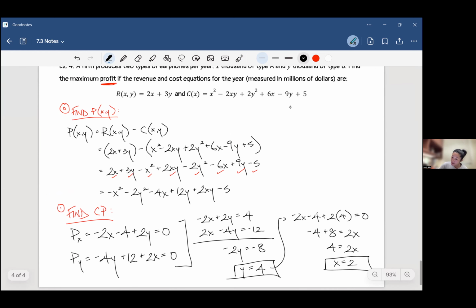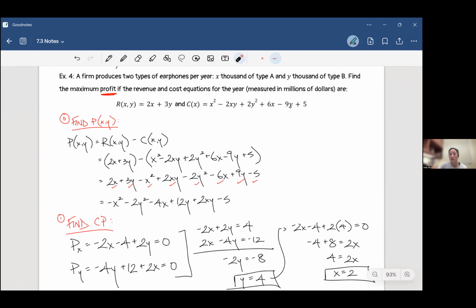But this question isn't asking you to find the x and y value. It's actually asking you to find that maximum profit. So what this means is we need a final step here where we take the x and the y, we plug them back into the profit function because they want to know about the maximum profit. So we take our x, we take our y, we plug them in, it will give us the profit that we have. That'll be the most, okay?